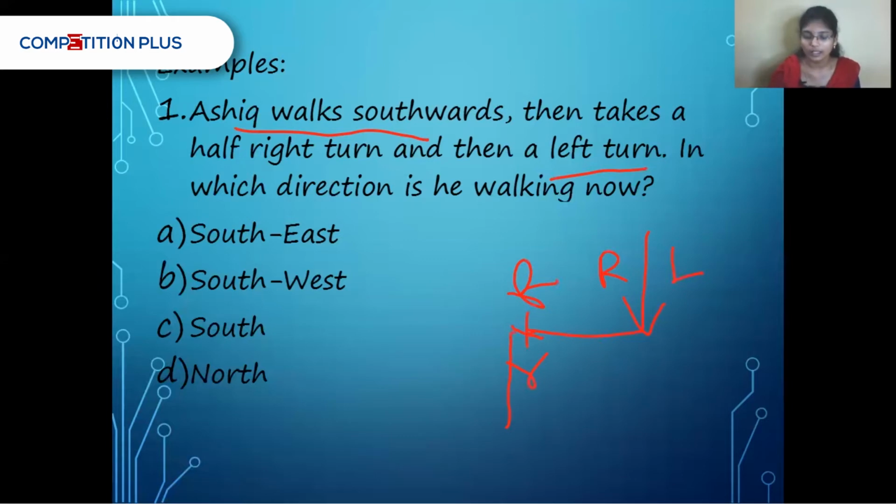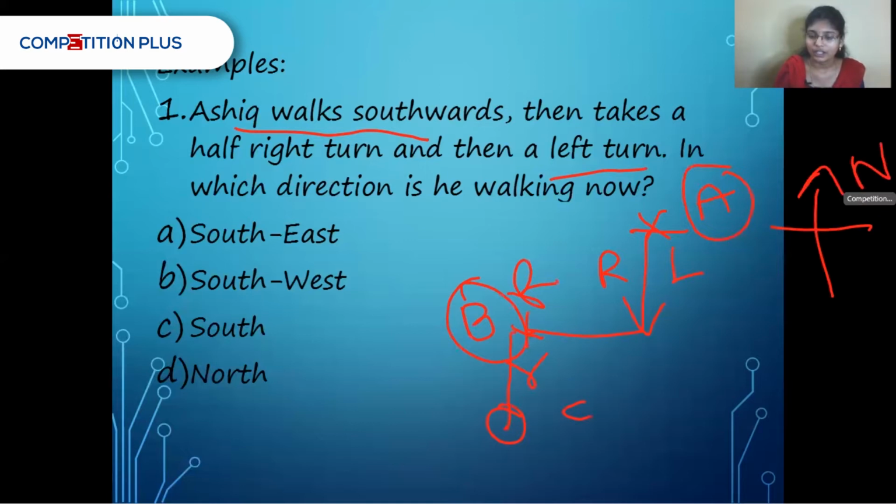So it is obvious. So this was his starting point. Let us mark that as A. And this is B. That is the second movement by taking a right turn. And this is the final position C. That is the third movement. Now, in which direction is he walking now? Imagine your direction chart. Okay, so we have the north, south, east, west here, right? So in which direction is he facing and moving now? That is nothing but the south direction.